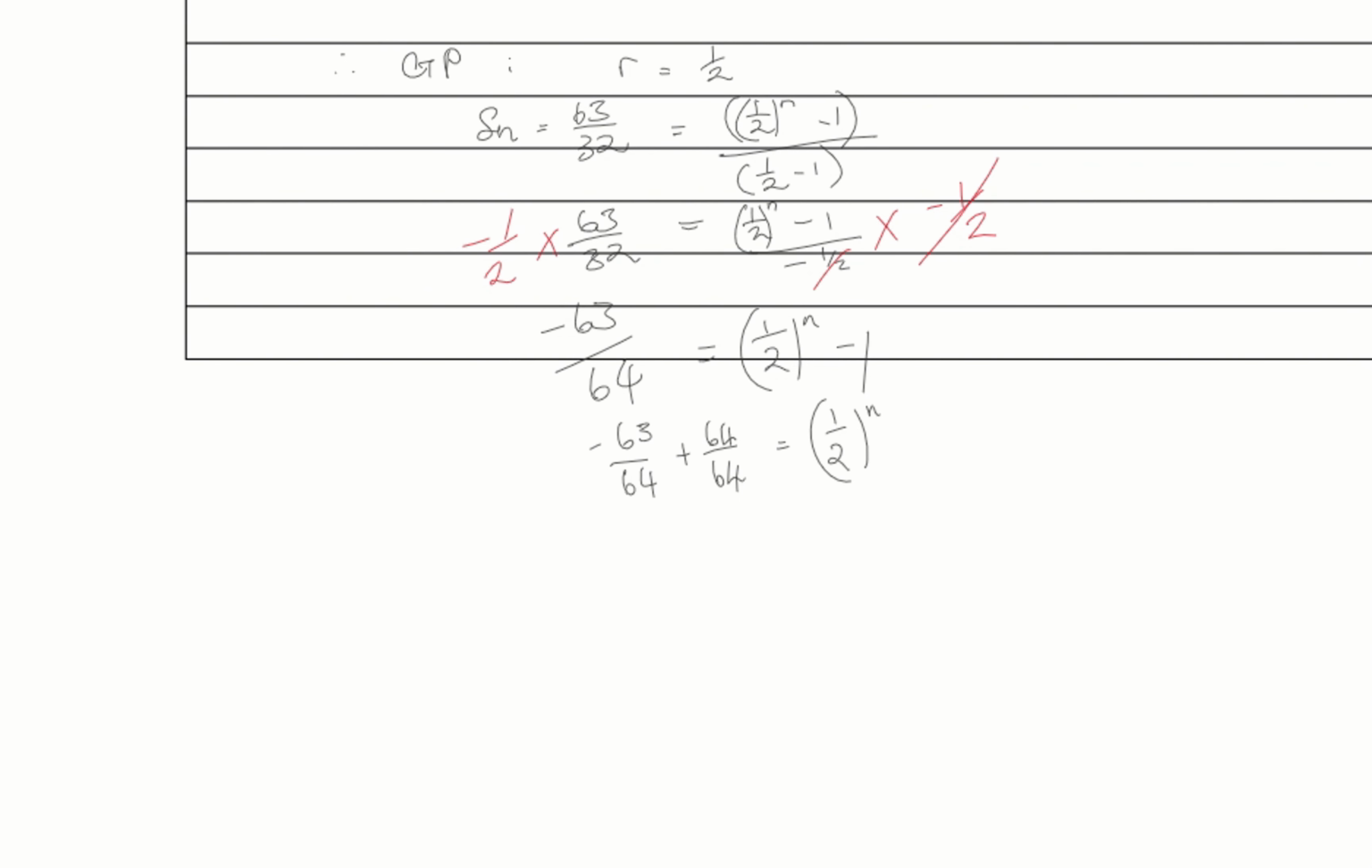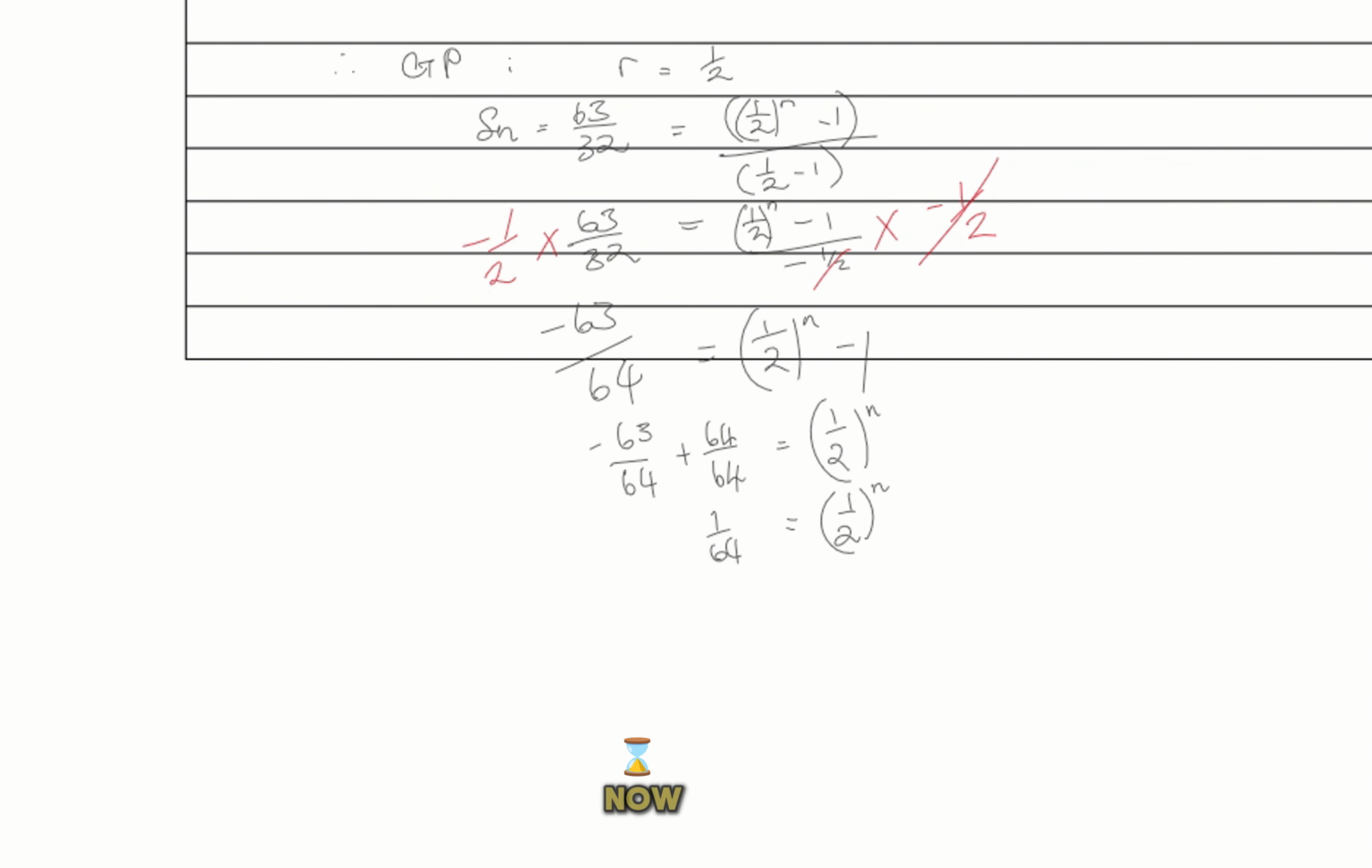Are you still following? Why did I write it as 64 over 64? It also equals 1, but why did I choose 64? Why didn't I choose another number? We want to make the denominator the same, and the LCD in this case is 64. So negative 63 plus 64 is equal to 1 over 64. Our denominators remain the same. And now that becomes 1 over 2 to the power of n.